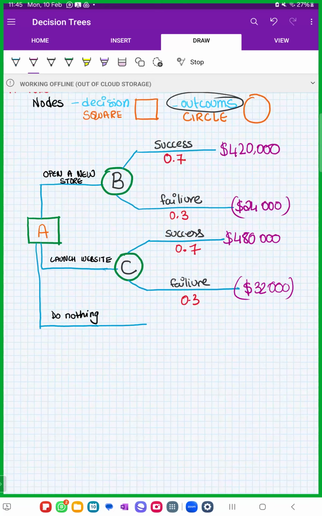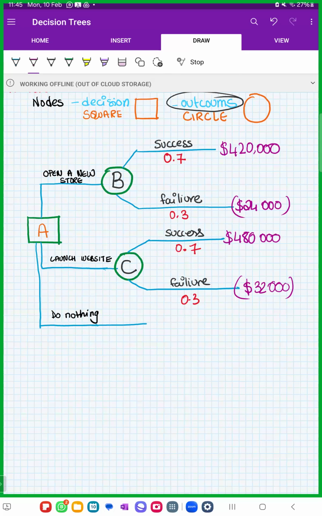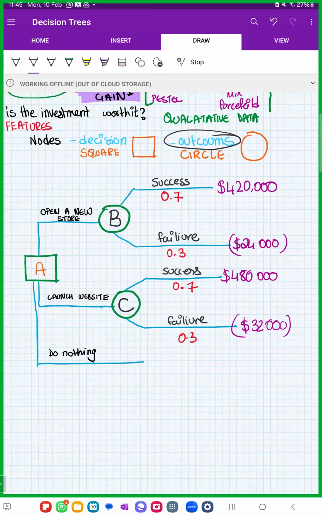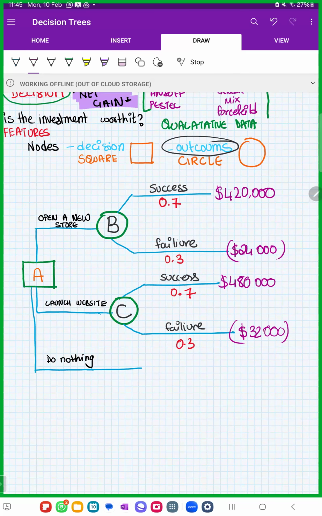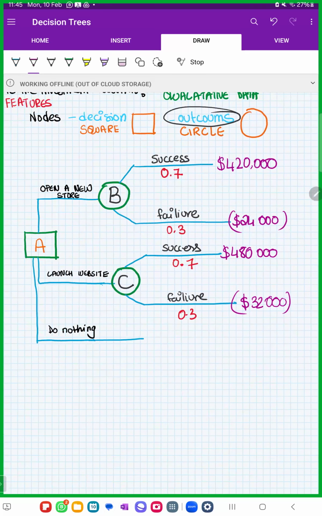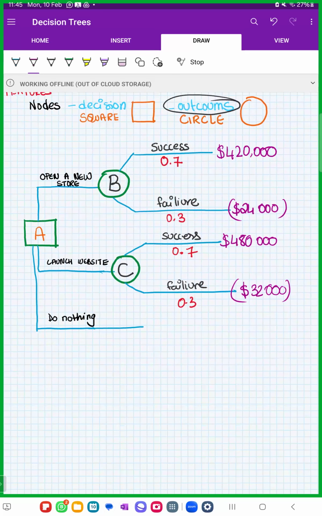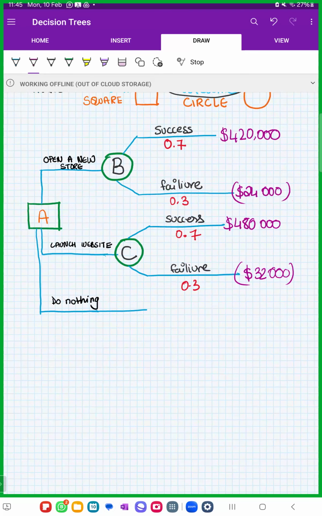So if you open a new store and it's successful, $420,000 profit is expected. If I open the store and it fails, I will make a $24,000 loss. If I launch the website and it's successful, I will make a $480,000 profit. And if I open the website and I fail, it will be a $32,000 loss. Okay. Now, how do I get this whole thing through?